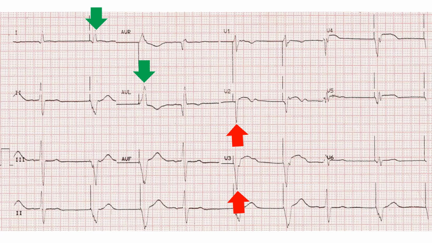Paced complexes are negative in inferior leads. This means that the ventricular activation is proceeding from below upwards as seen with right ventricular apical pacing. QR complex with T inversion in the sinus beat in AVL indicates lateral wall infarction.